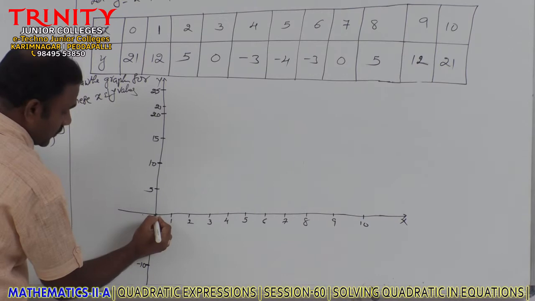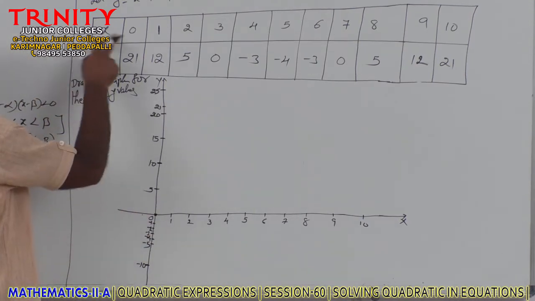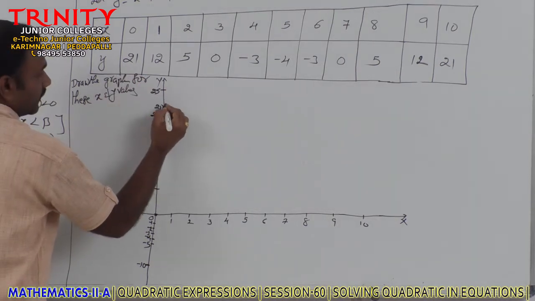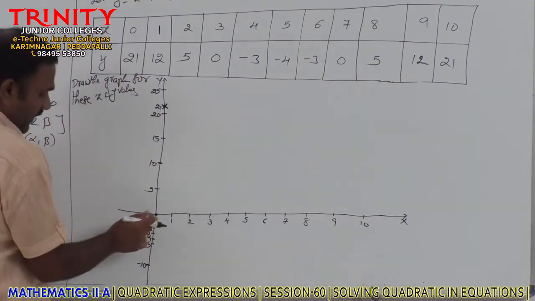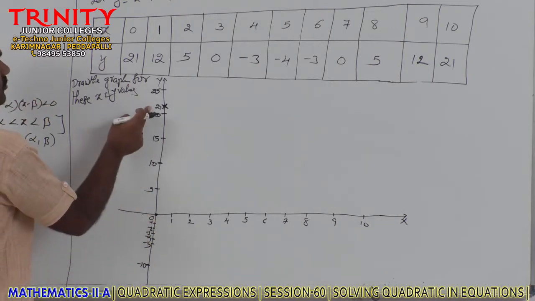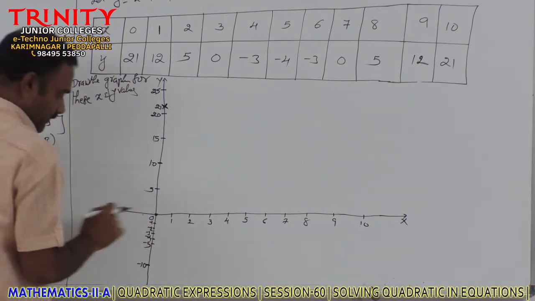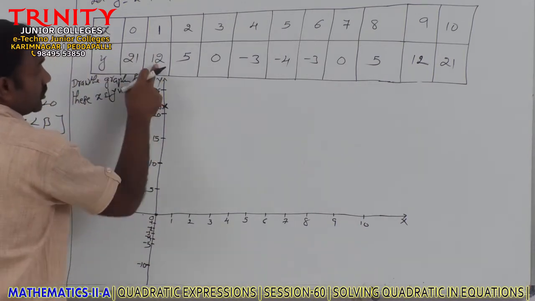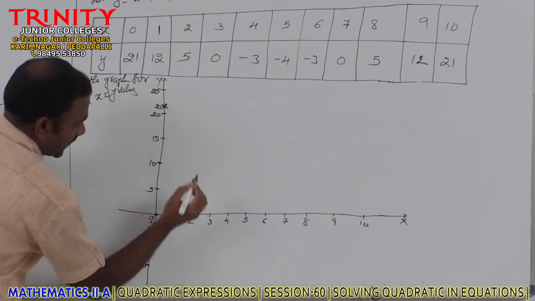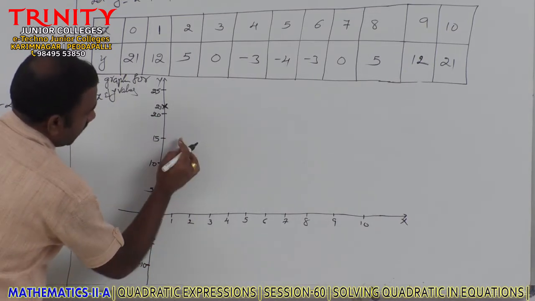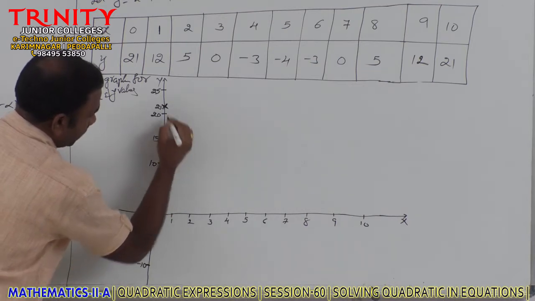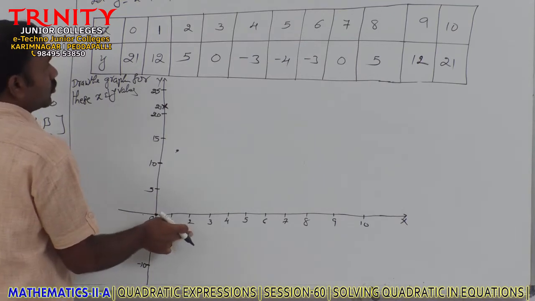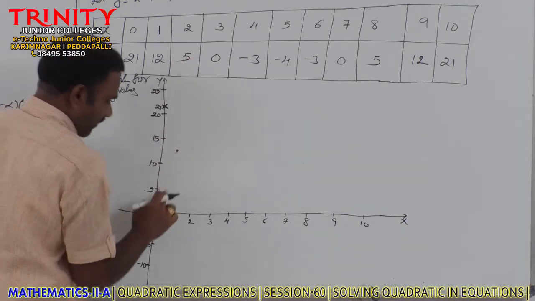When x is equal to 0, the value of y is 21. Then when x is equal to 1, the value of y is 12. 12 is approximately here. Next, when x is equal to 2, the value of y is 5, somewhere here.